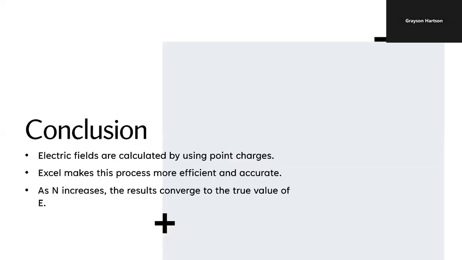And the conclusion is that the electric fields are calculated by using point charges. Excel makes this process more efficient and accurate, and as N increases, the results converge to the true value of E. Basically, the more point charges you use to represent the rod, the closer that value is to its actual value, its actual charge coming out of that rod. And that is all.